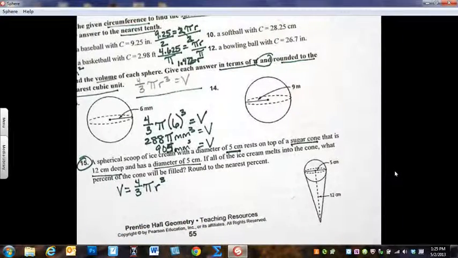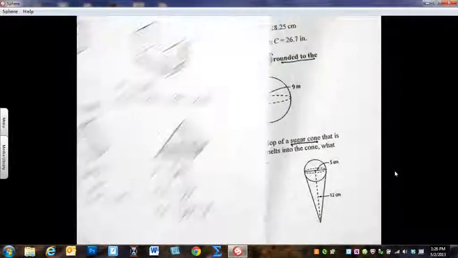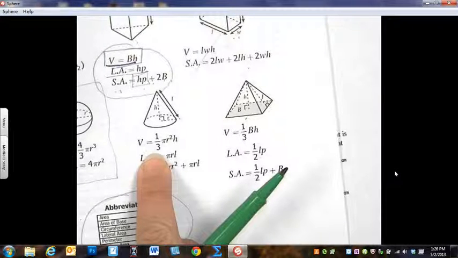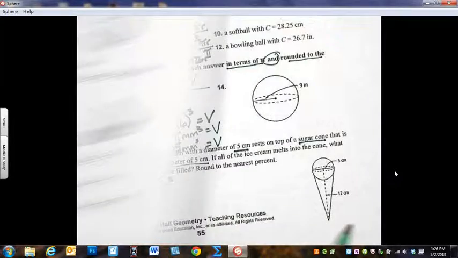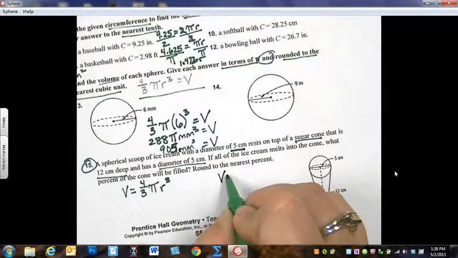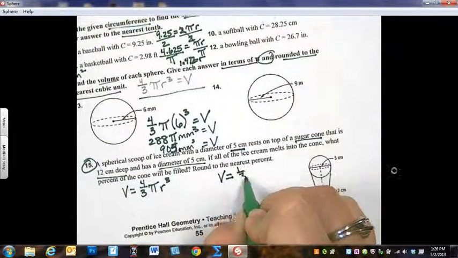Okay? How do I find the volume of a sphere? If you can't remember, it's right here on your formula sheet. 1/3 pi r squared h. So the volume of the cone is 1/3 pi r squared h.